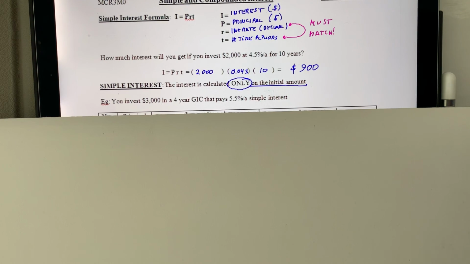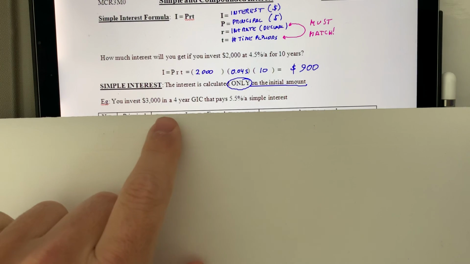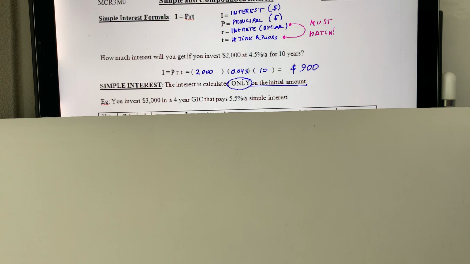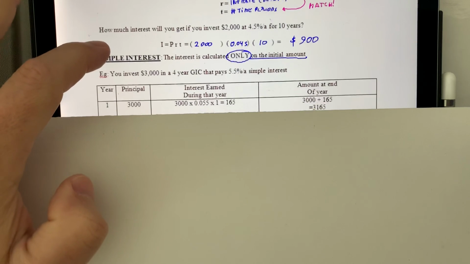What do we mean by this? Well, if you invest $3,000 in a 4-year GIC, a guaranteed investment certificate, it doesn't really matter, but it's basically something that is not going to fluctuate with the market. It's a promise: you leave it there for years, I will pay you 5.5% per year every year, no matter what happens with the market. So the calculations are a little easier because things don't fluctuate. It's always the same. So how do we calculate this?